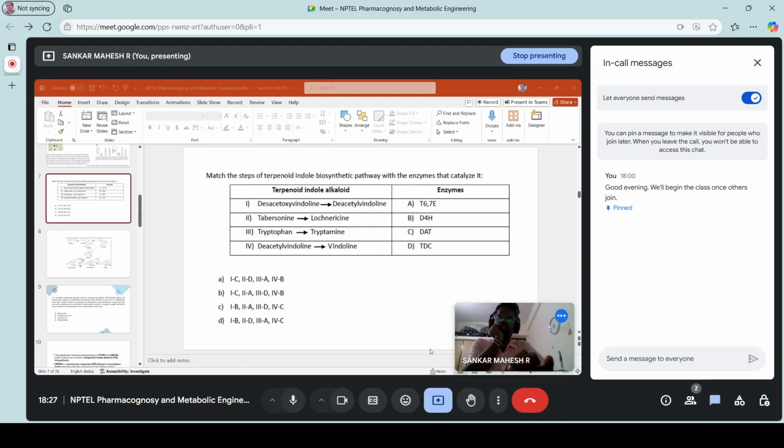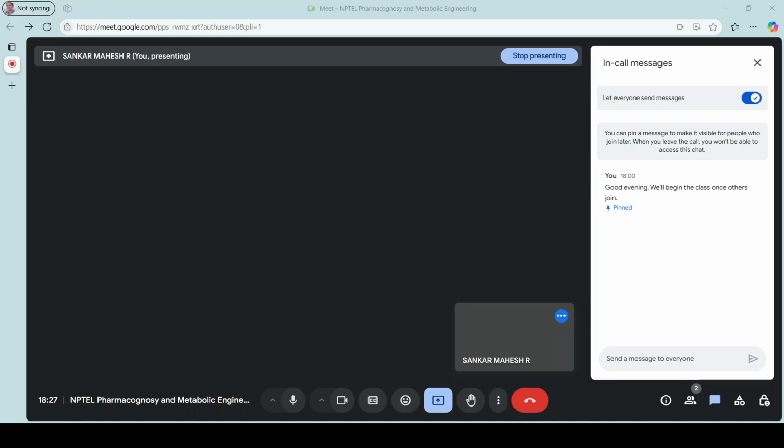Okay, so if we look at this pathway, it begins with tryptophan to tryptamine that's being decarboxylated. So for this, you need this enzyme TDC. This lets us choose either option B or option C. Now we look at the pathway once. We see that tryptophan to tryptamine is TDC, tryptamine to strictosidine is SS, and you have here all the way from tabersonine to des-acetoxyvindoline.